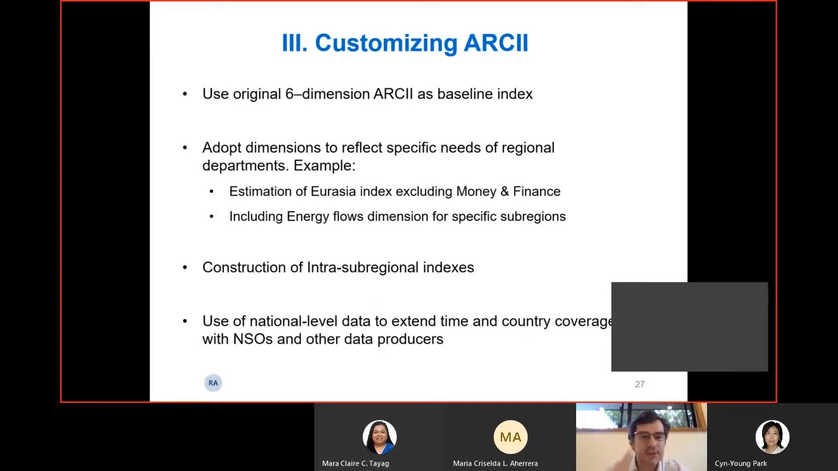One example of this is the estimation of the Eurasia index that we are doing at the moment, in which we are excluding some of the monetary and financial integration variables. And also what we want is to include some of the specific indicators which are interesting for some regions, for example, South Asia, which is interested in the energy flows dimension. So this construction of intra-subregional and customized indexes will allow us to tell and construct a better story in terms of the dynamics of regional cooperation and integration.